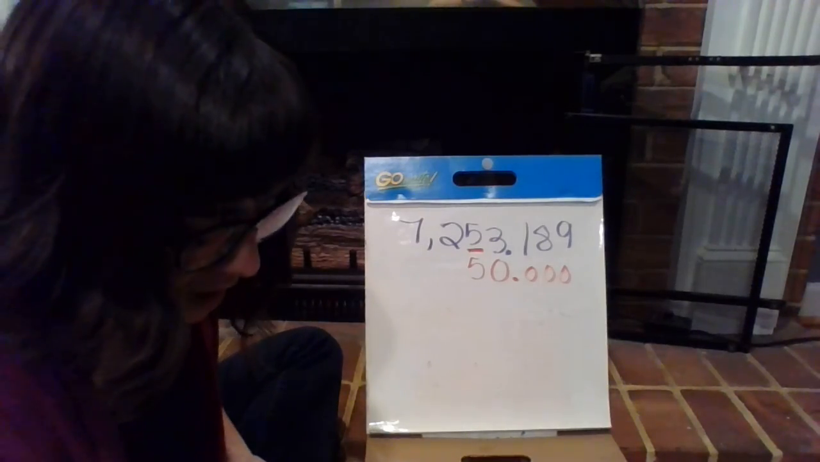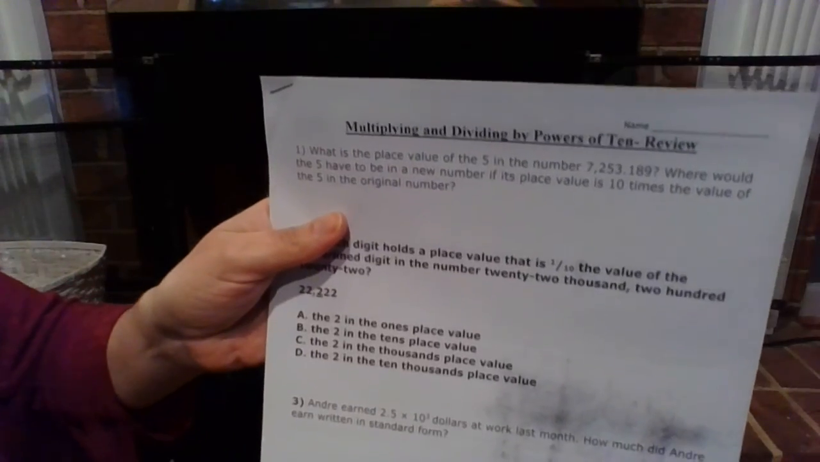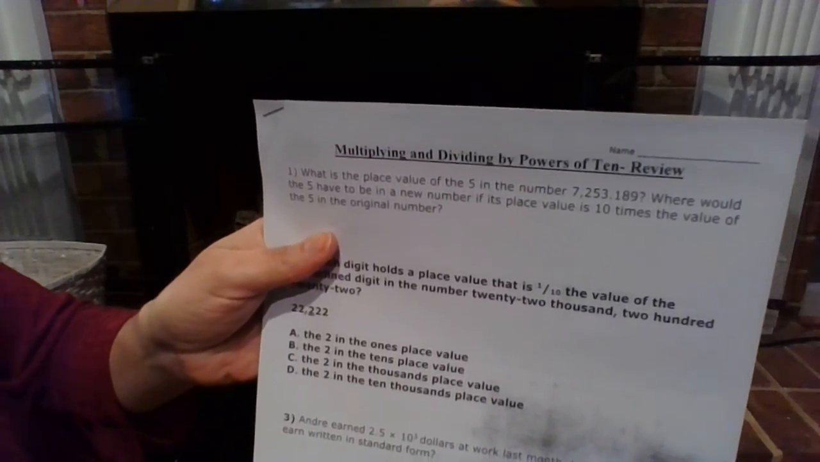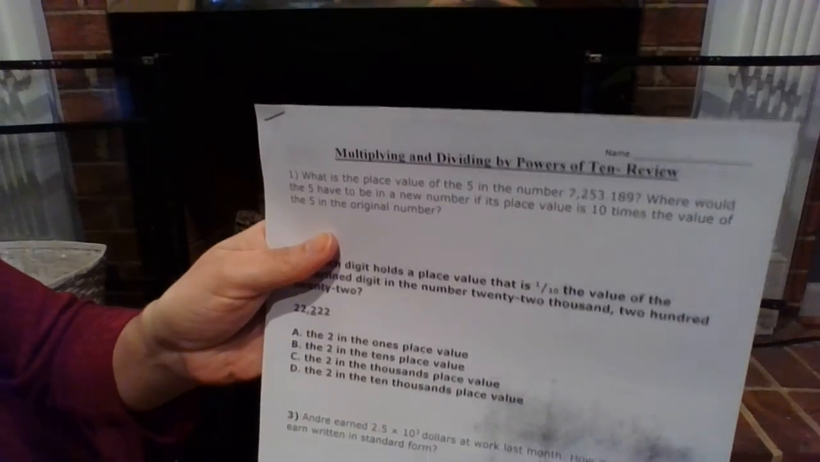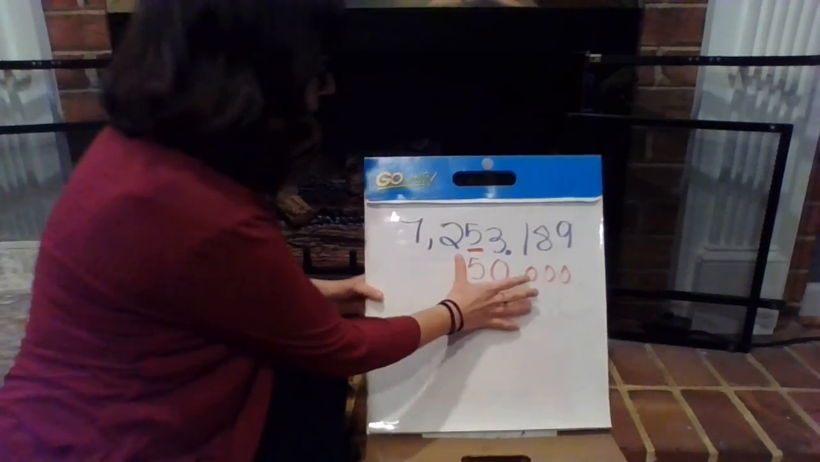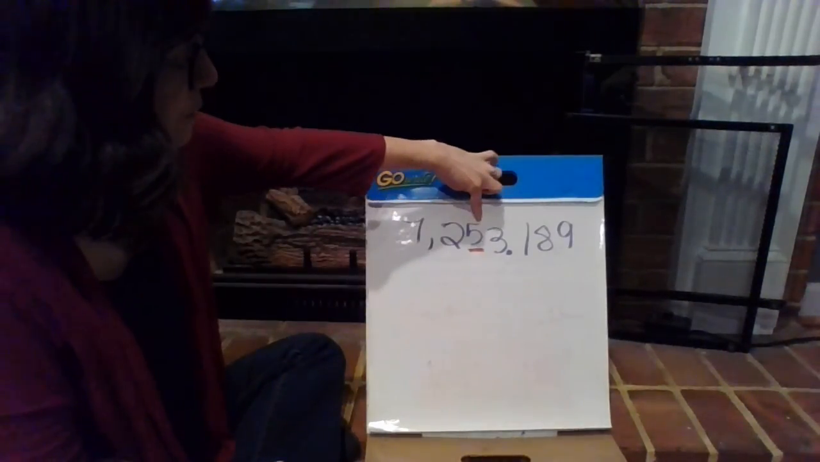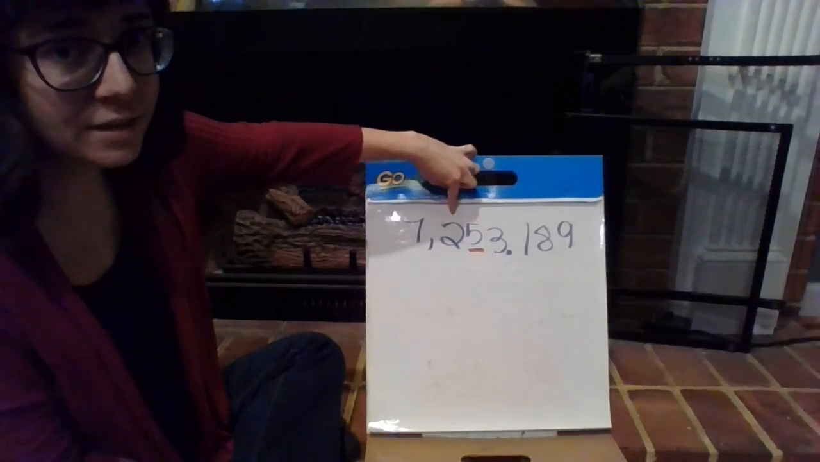So then it says on that same question, where would the 5 have to be in a new number if its place value is 10 times the value of the 5 in the original number? So 10 times means 10 times greater. And of course, if a digit gets 10 times greater, it's going to move one place to the left.